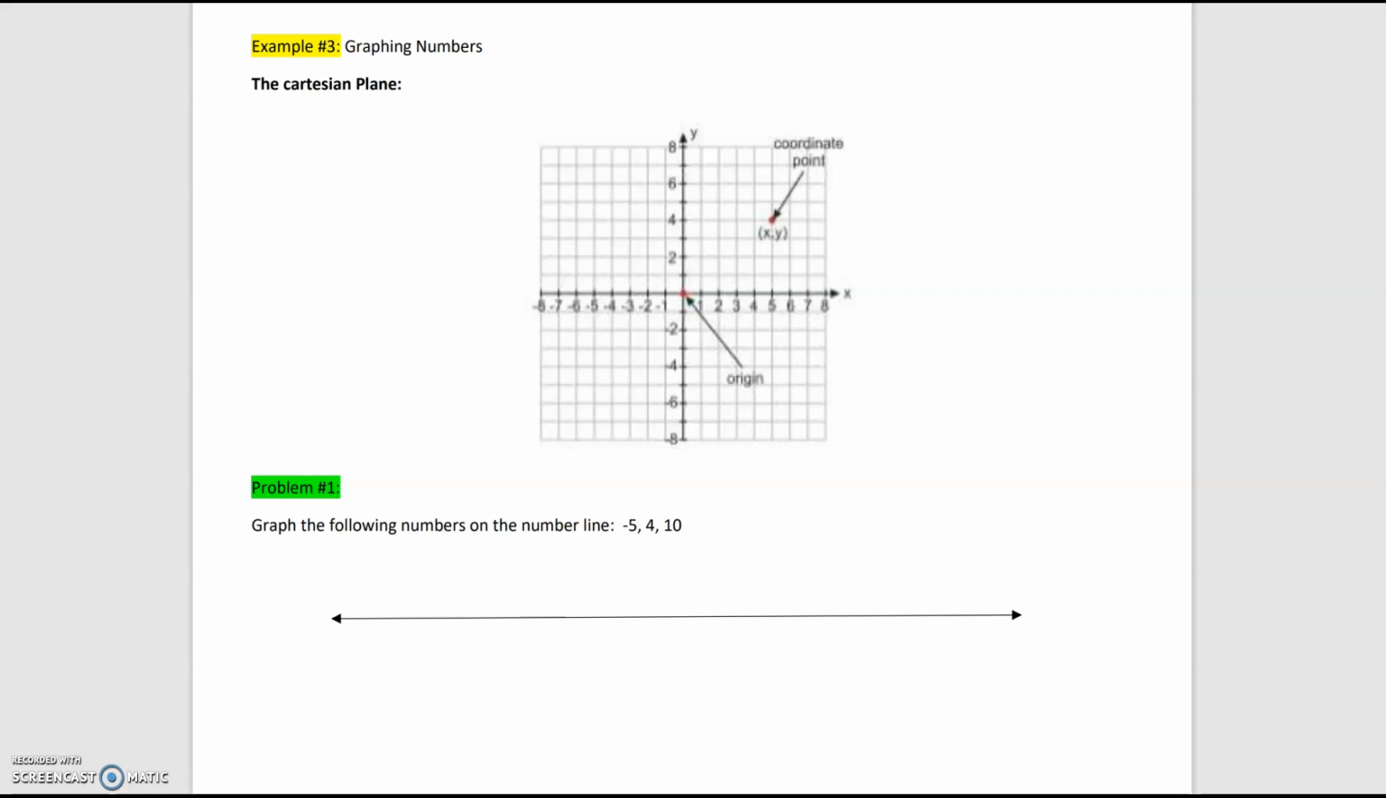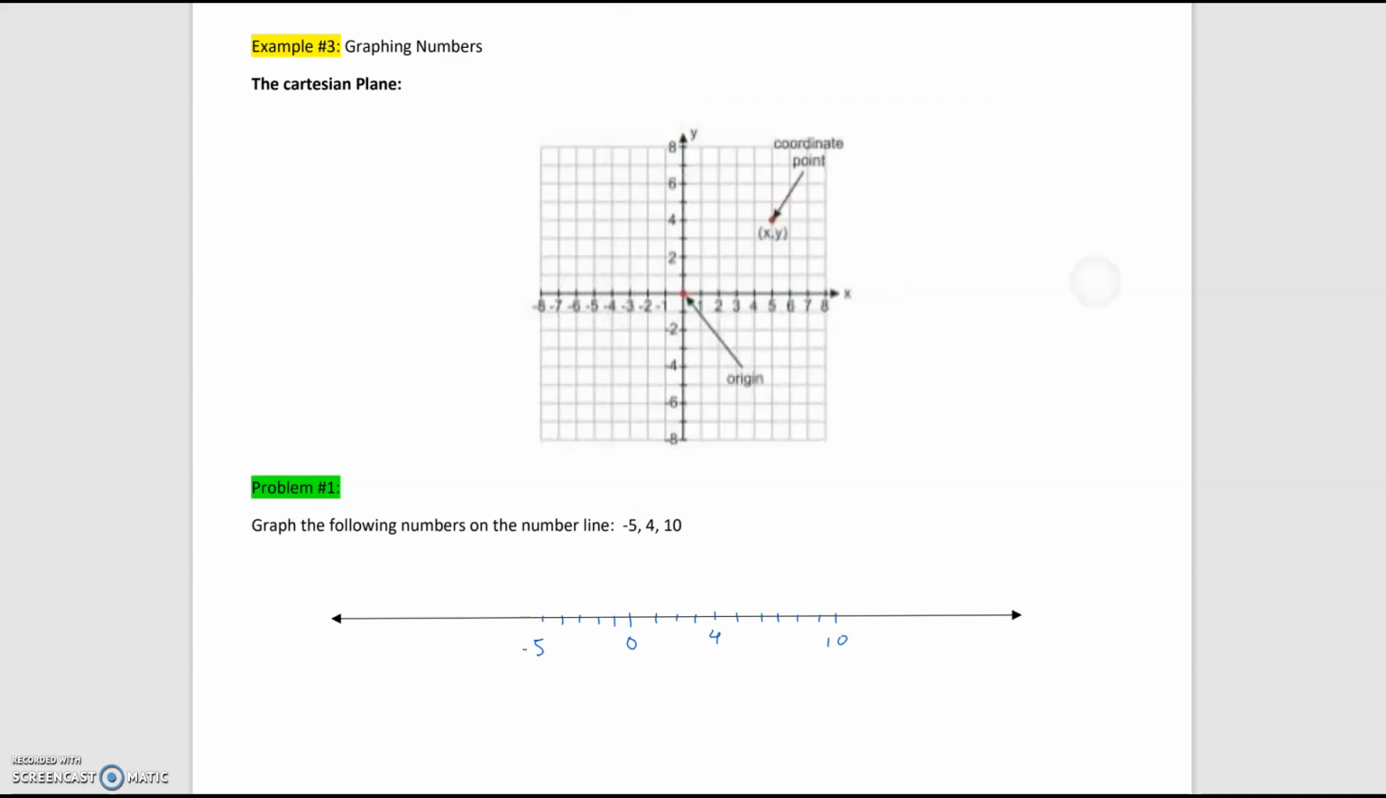So what we're going to do here is, I'm just going to put as a reference 0, then 1, 2, 3, 4, 5, 6, 7, 8, 9, and this will be 10. And this will be -5.